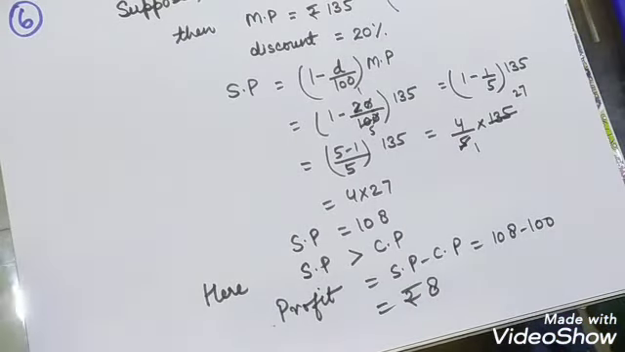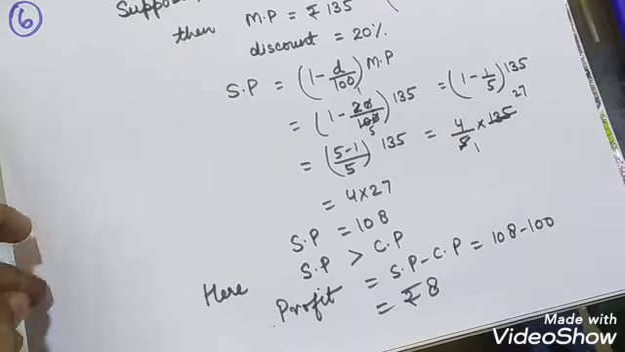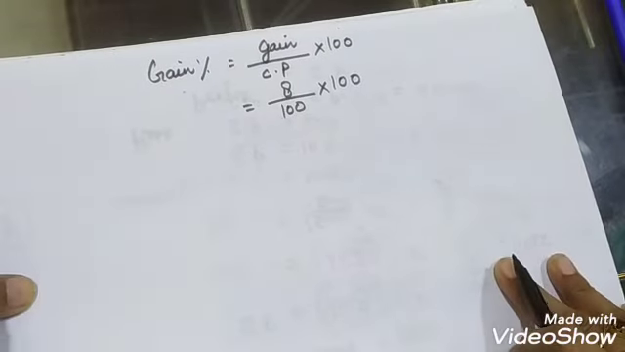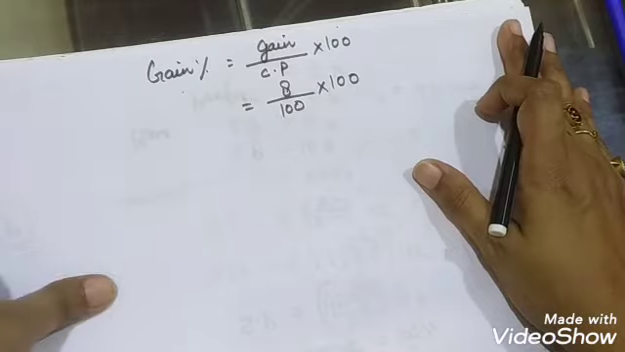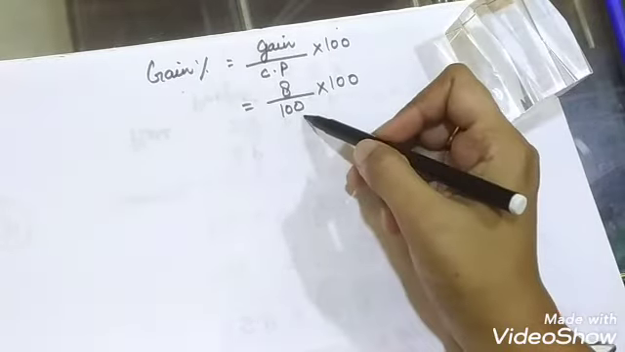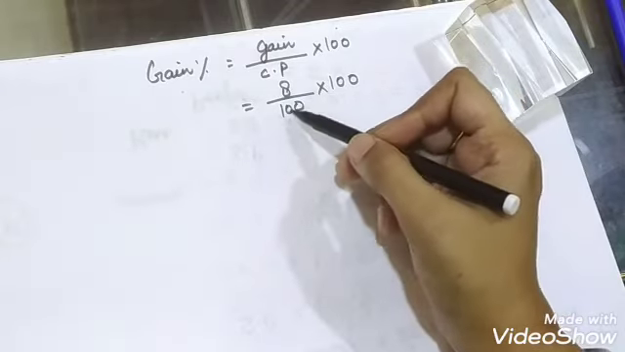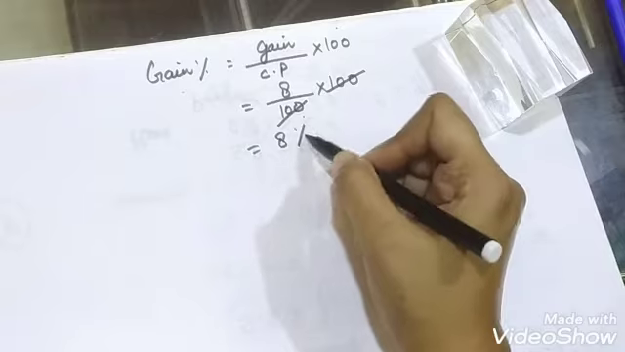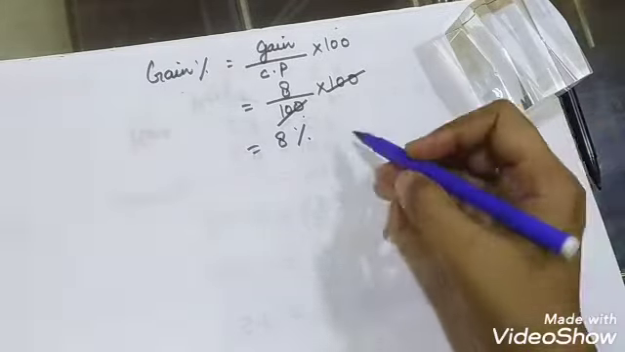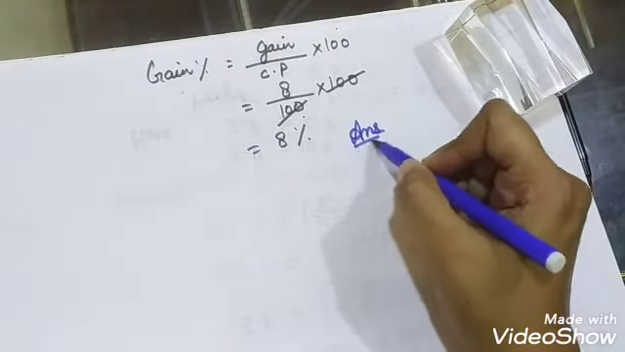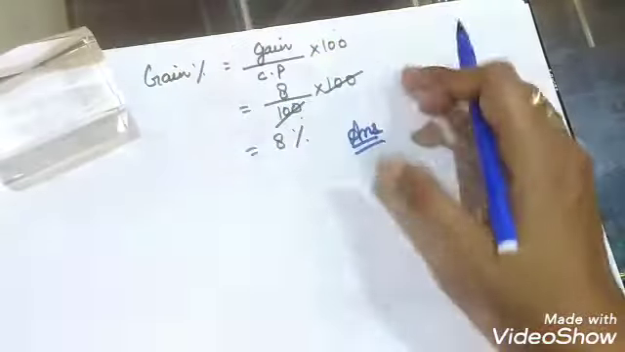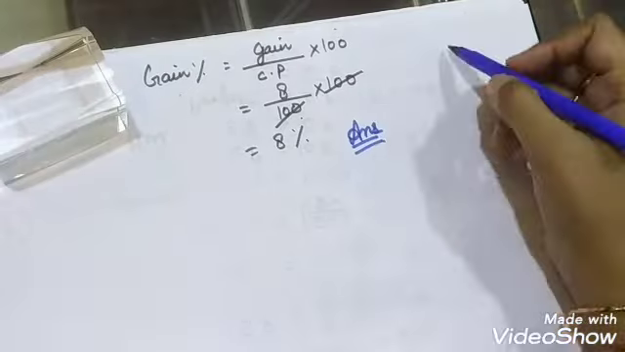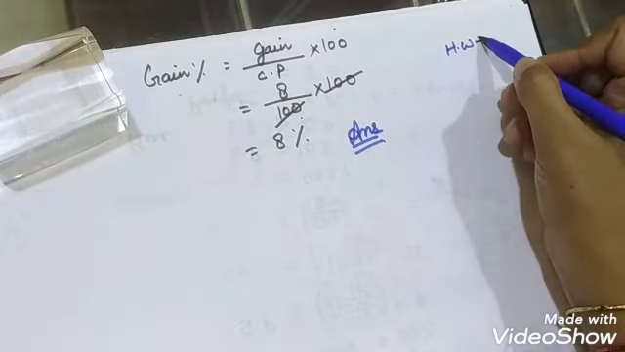Now we need to calculate gain percent. Now we put the formula of gain percent as gain upon CP into 100, and we put the value of gain as 8 and CP as 100. Now see, the calculation becomes very easy. 100 cancels 100, so we get the gain percent as 8%, and that will be the answer of this particular question. So you can see, by considering the cost price as rupees 100, the calculation becomes very easy.